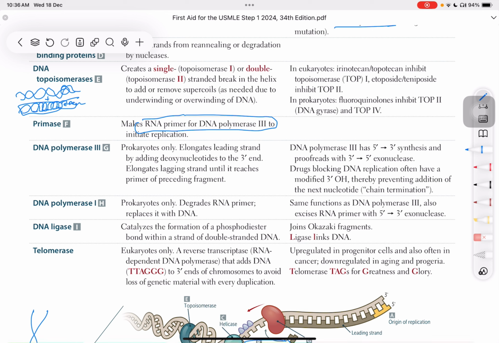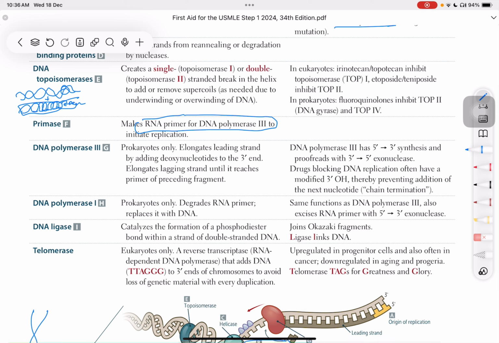DNA polymerase 3 is found only in prokaryotes. It works along its leading strand by adding deoxynucleotides to the 3' end to elongate its lagging strand until it reaches a primer of the preceding fragment. DNA polymerase 3 synthesizes 5' to 3' and proofreads. Don't confuse it, we'll discuss proofreading with 3' to 5' exonuclease.